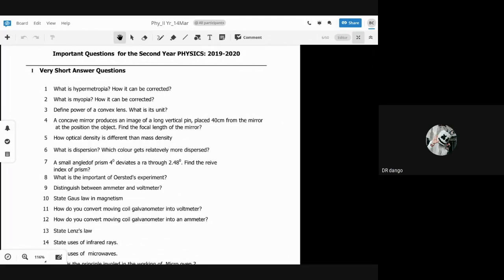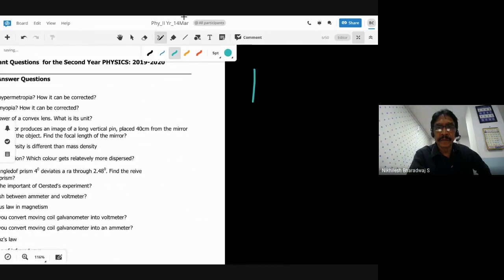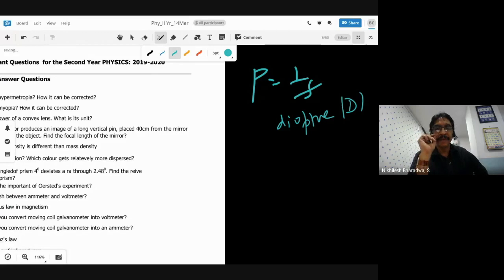Unit is diopter, sir. Yes, unit is diopter, but what is the power of a convex lens? You can write it is the reciprocal of the focal length of the lens. You can write simply P is equal to 1 by F. It is a reciprocal of focal length. And as you said, the unit is diopter, which is written with capital D.